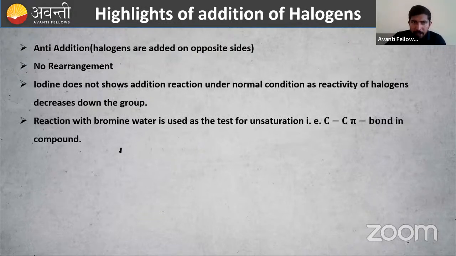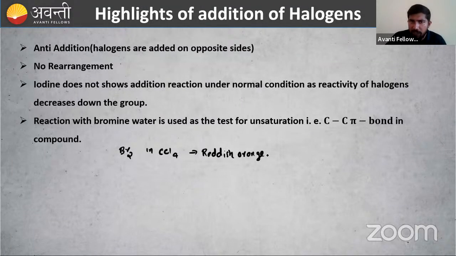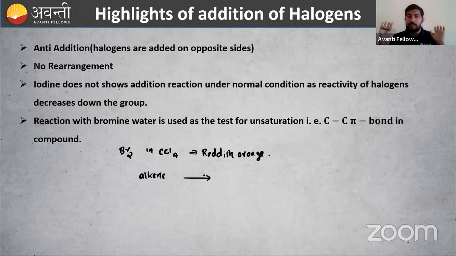Then what about bromine? Our bromine, Br2, bromine water, Br2 in CCl4, that is reddish orange color. Then I'm adding alkene. Then what will happen here? The double bond will be broken, right? This bromine will be added to this alkene. Then what about the color? Then reddish orange will disappear.